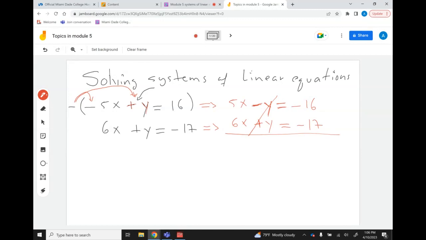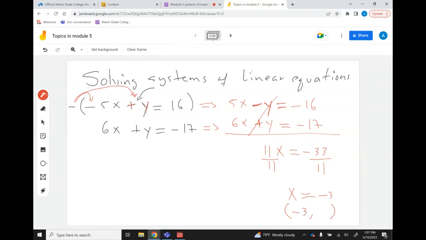So now what do we have here? You add 5x plus 6x gives you 11x. And then you add the two numbers, 16 and 17, okay? And you get -33. You divide by 11, and your answer will be -3. Now we know what the x value is. So the x value is going to go here.